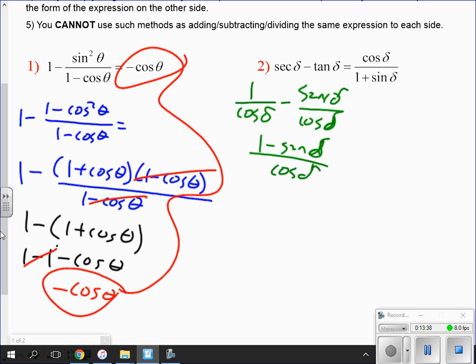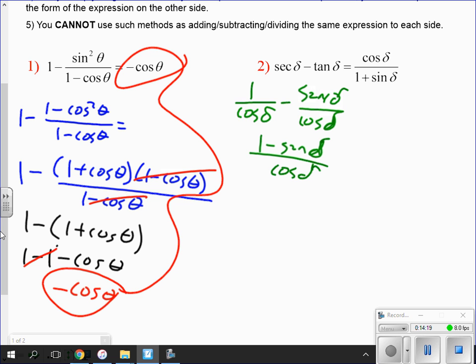Anybody got any ideas? Yeah, 1 minus sine squared. But we have 1 minus sine, not 1 minus sine squared. However, that is a step in the right direction. You're kind of thinking the right way. I can't take the square root. The square root of 1 minus cosine squared is not 1 minus cosine. When you have a subtraction, it's the square root of things subtracted. It's not the square root of the first minus the square root of the second.